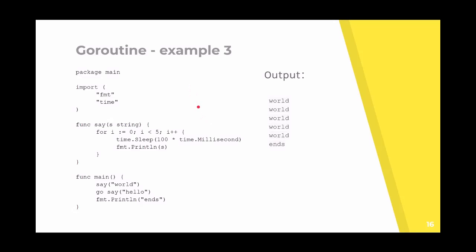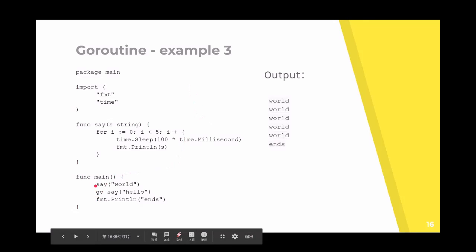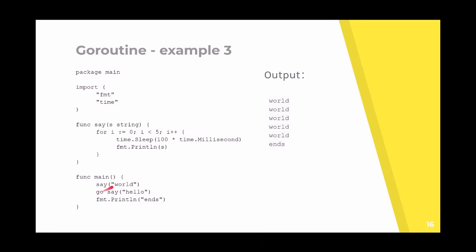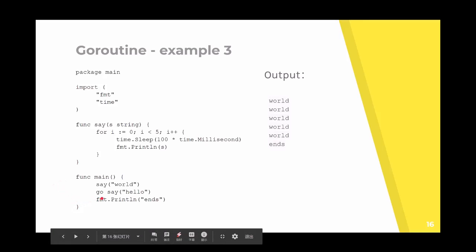In the third example, we move the go from the first say to the second one. In this case, the hellos disappeared. Why is that the case? Once the Go routine has been created here, the third line will be executed immediately and the program terminates. So there is almost no time for the Go routine we created to print out anything.